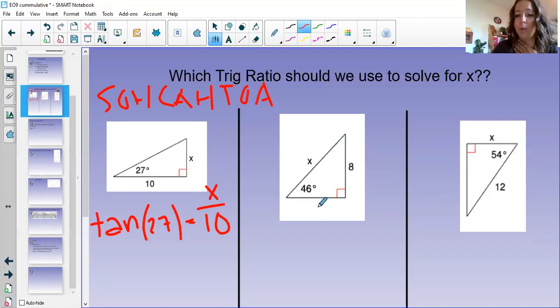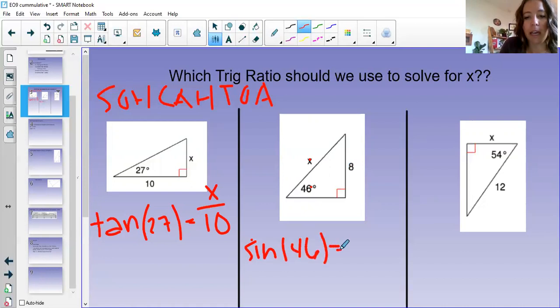Okay, so then the next one, hopefully you got, if we have our hypotenuse here, we know it's either going to be sine or cosine. Then we have to look at the angle. Which other piece do we have? If we go across, we have another piece. So that's the opposite side. So we're going to use sine. So sine of 46 is going to be opposite over hypotenuse. And then we could solve that by doing 8 divided by sine of 46.